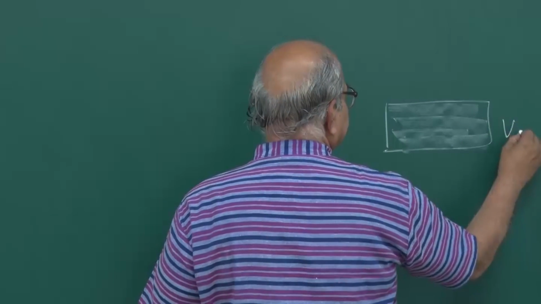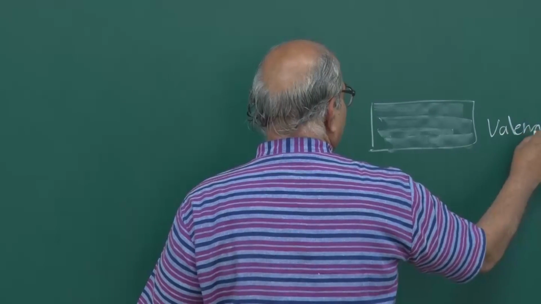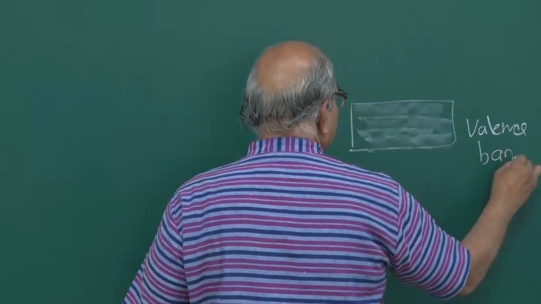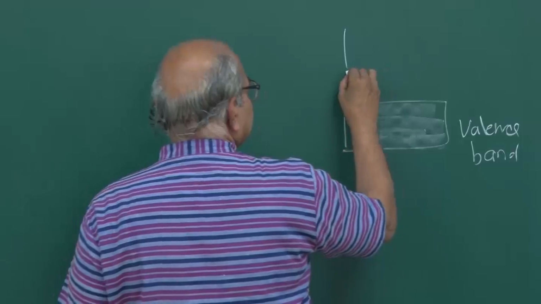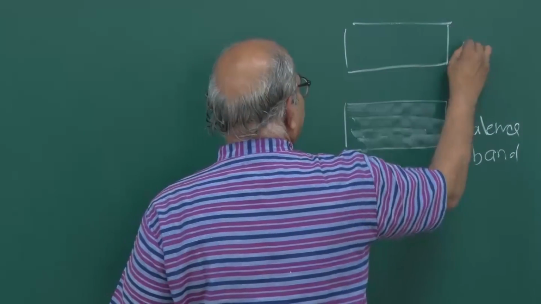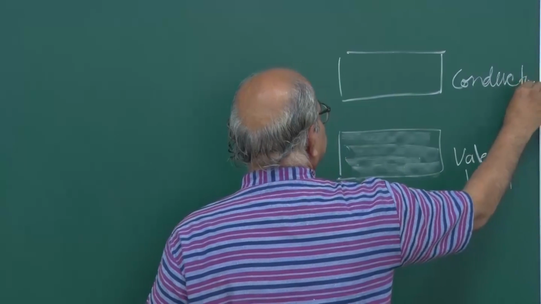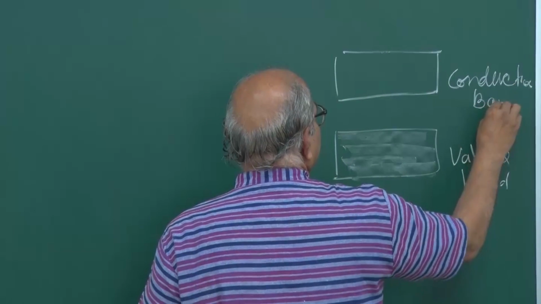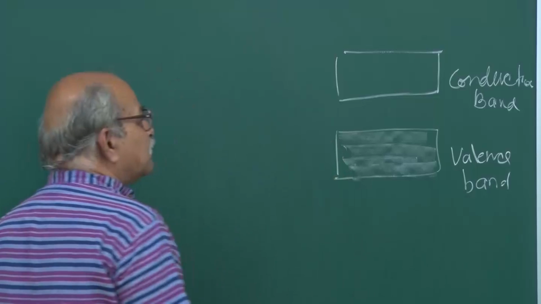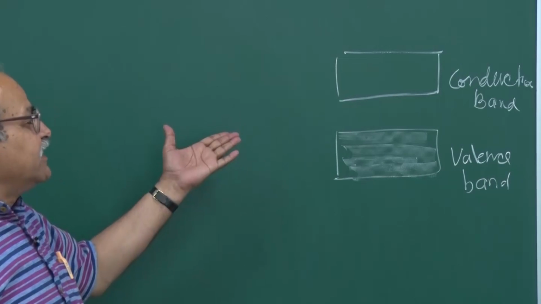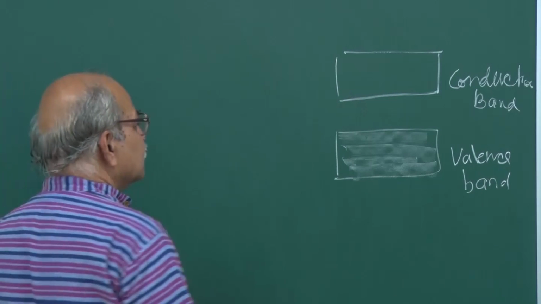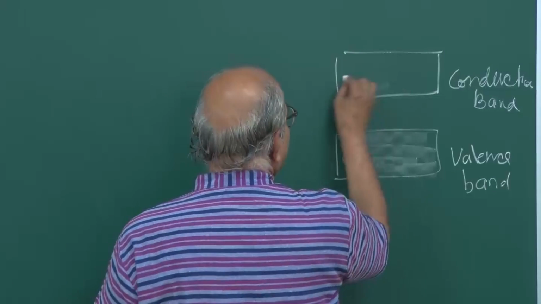valence band. And then next is conduction band, which is not completely filled. It can be completely empty or it can be partially filled. So one variety is where it is partially filled.